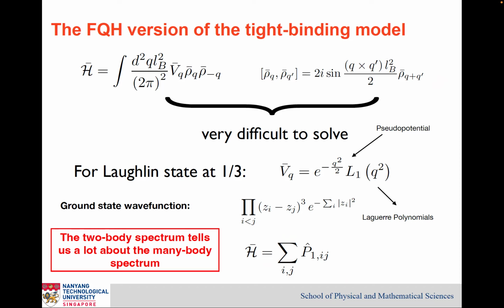And it's useful because we can just look at a two-body spectrum that can tell us a lot about what happens to the many-body spectrum. There are a lot of caveats in here, of course, but it's still quite useful too.